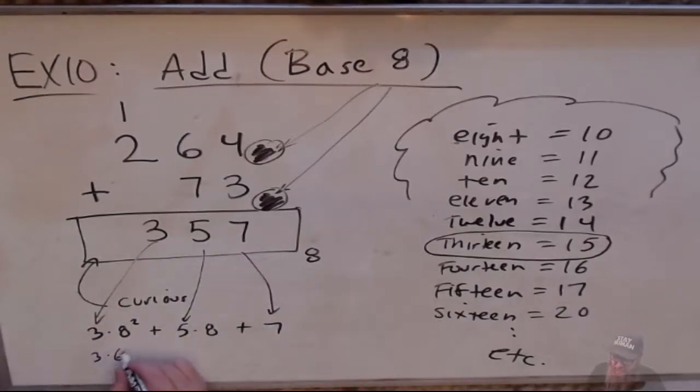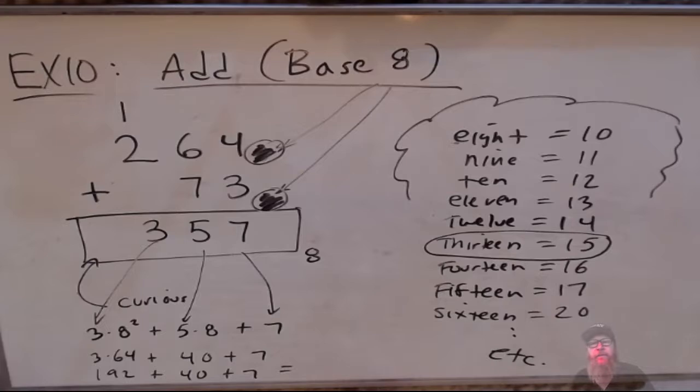So this would be 3 times 64 plus 40 plus 7, which would be 192 plus 40 plus 7. So what would that be? 239, if I did that right. 192 plus 40 is 232, plus 7 is 239. It looks like 357, but it actually means 239.